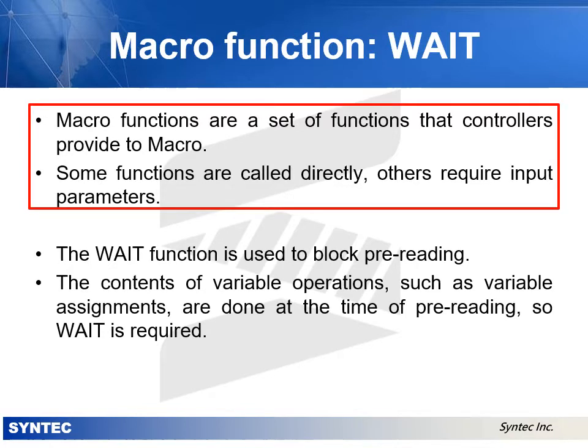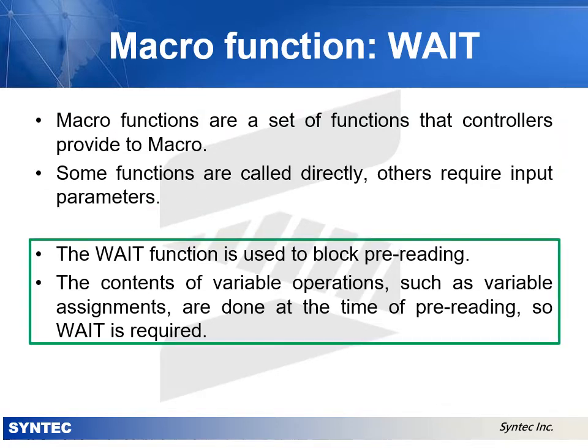Macro functions are a set of functions that controllers provide to macro. Some functions are called directly. Others require input parameters after the function before it can be used. The wait function is used to block pre-reading. Pre-reading is the standard function of the controller. The purpose is that the system will read several lines of the program in advance. The system will plan commands first so that the machining could be smoother.